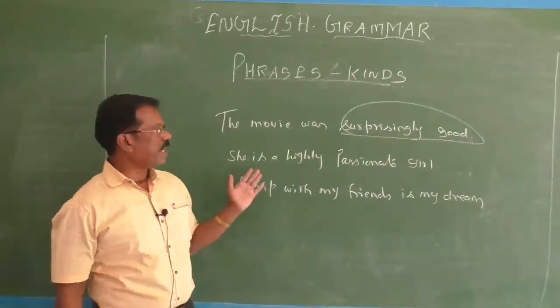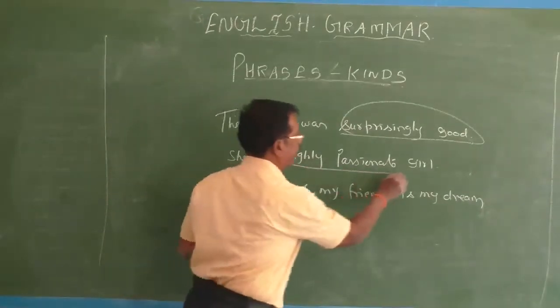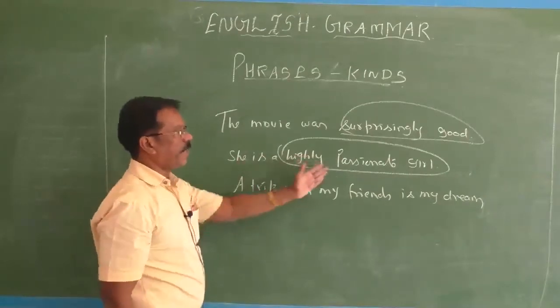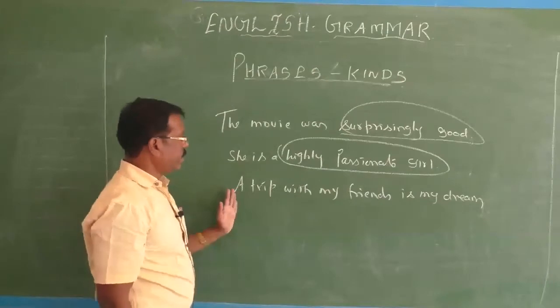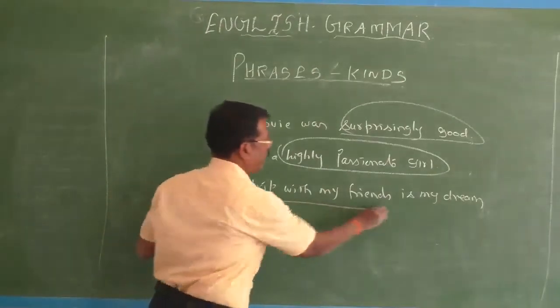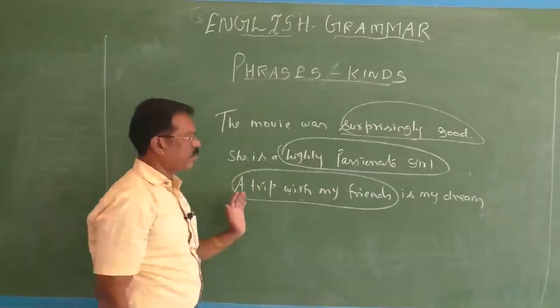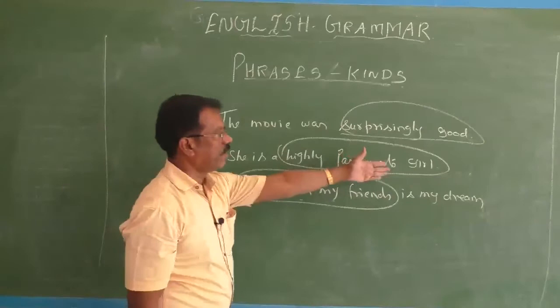And then, she is a highly passionate girl. See, a highly passionate girl. What type of girl is she? A highly passionate girl. She has more passion. And then third, a trip with my friends. See, with my friends, a trip with my friends. So it describes the friends. Here it describes the noun girl.